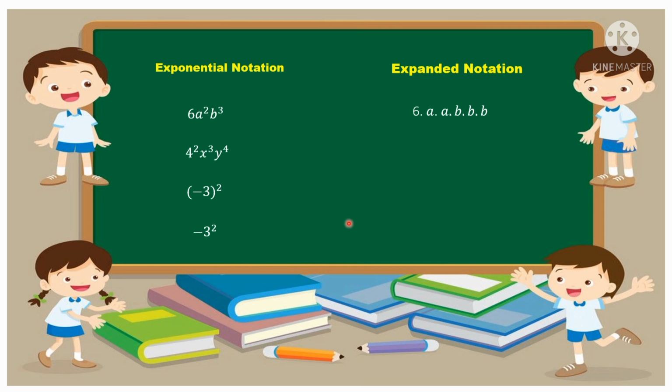So how about 4 squared x cubed y to the 4th? Since 4 is raised to the power of 2, then we write it twice. Then x cubed, so x is being raised to the cube, so you have to write it 3 times. And the last is y to the 4th, so you have to write it 4 times. So in this number 3, the quantity of negative 3 squared, how are we going to write this one?